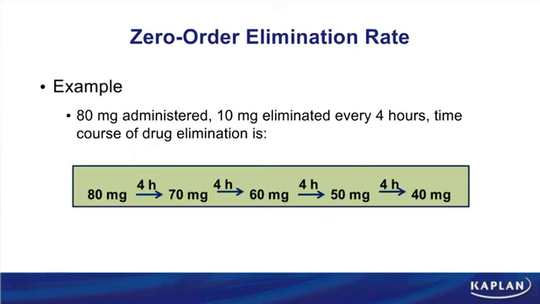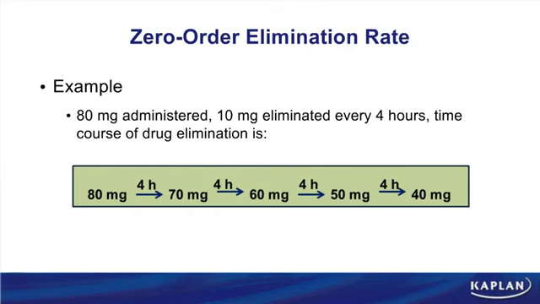It's always great to have an example of zero order elimination. If you look at this slide and you start with 80 milligrams of a drug, after 4 hours, we're down to 70 milligrams. 4 hours later, we're down to 60. 4 hours later, we're at 50. And then 4 more hours, we're down to 40 milligrams.